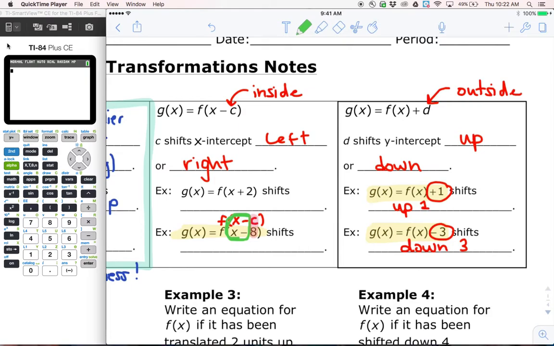Well, 8 is a positive number, so c is a positive number. That means we are shifting right 8. Now, that does seem backwards from what we would expect, because when we see this minus 8, we would think to go left. But because the minus is part of the formula, we do the opposite.